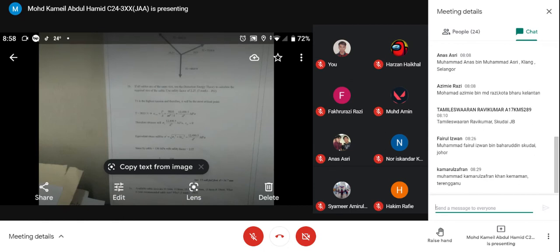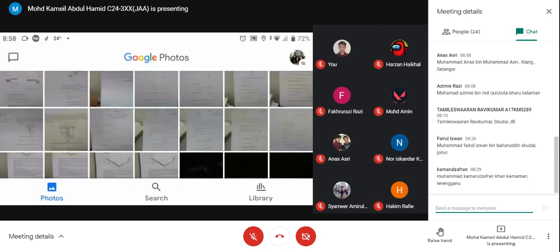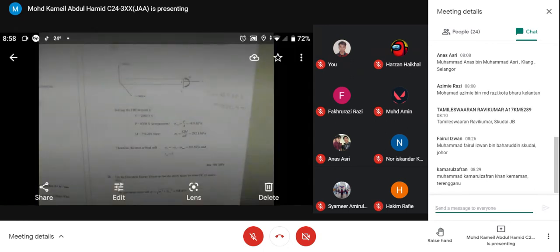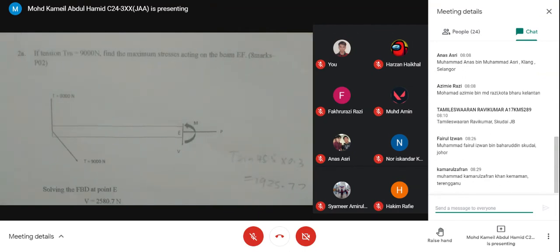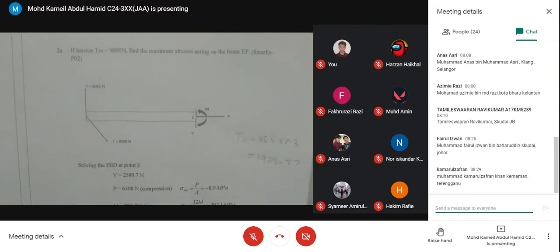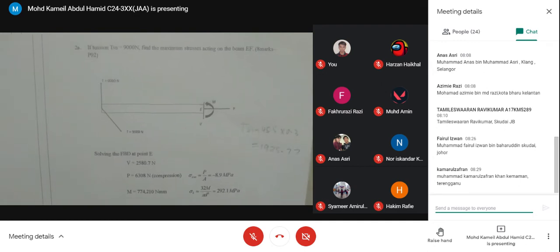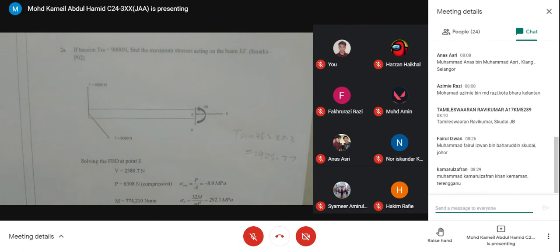Okay, next is the second question, from the same picture as before, continuing with the tension T3, actually TFB to T3. If tension TFB is equal to 9,000 Newton, find the maximum stress acting on the beam EF.